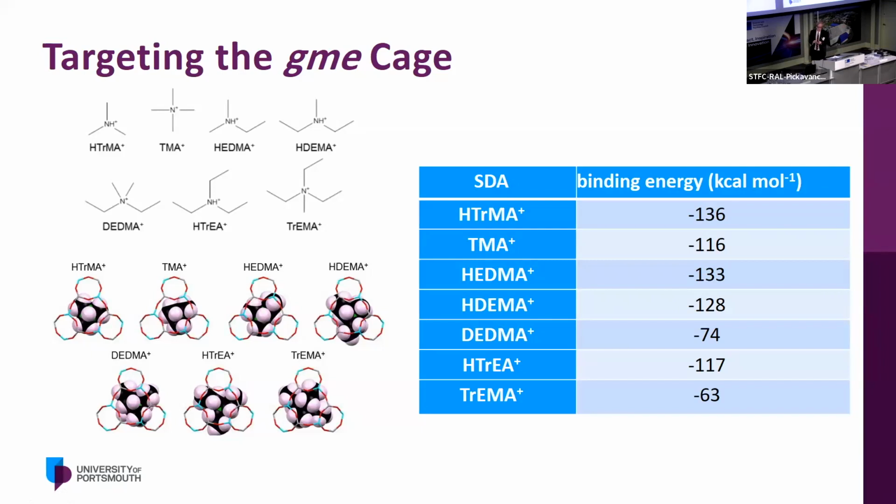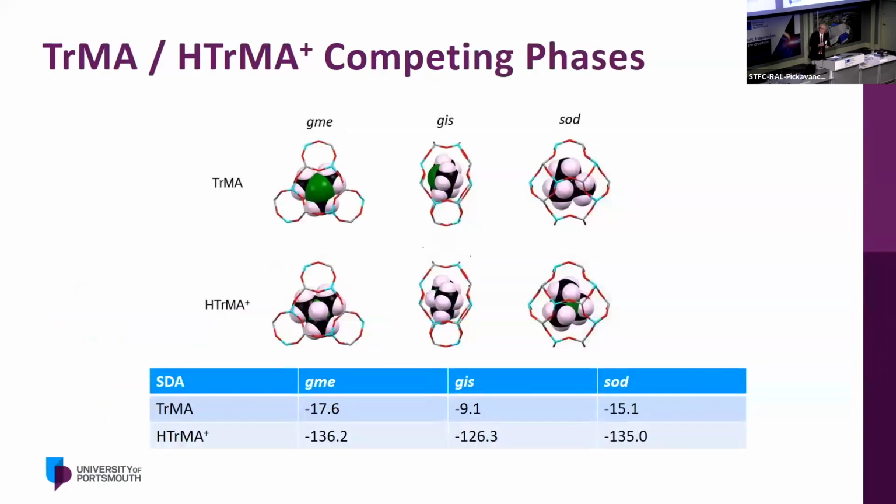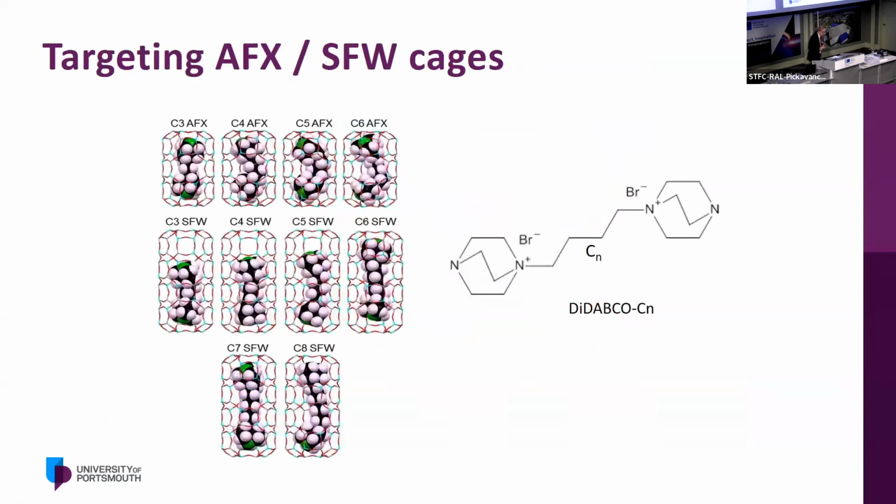Very nice binding energy at the top, and a little bit of refinement of that to look at potential competing phases, particularly with that template protonated or unprotonated, led us to conclude that the best one to use here would be the trimethylamine at the top left there. So very nice fit in the cage, very good binding energy.